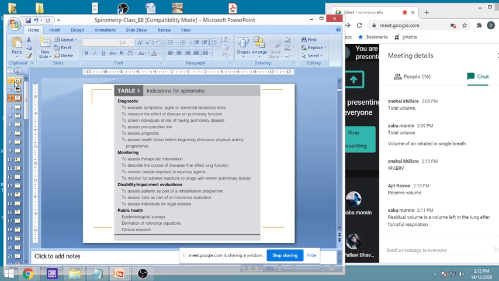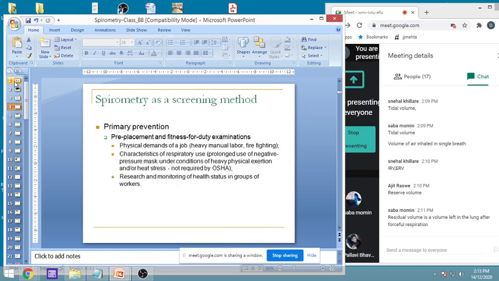It is also used for monitoring therapeutic intervention. Suppose we are giving treatment, it helps to know whether it is working properly or not. Then it gives the course of disease that affects lung function. It monitors people exposed to various agents which affect pulmonary function, and it monitors adverse reactions of drugs having pulmonary toxicity. Apart from that, it is useful in checking disability impairment of these functions. And also in public health, epidemiological surveys, derivation of respiratory reference equations, and clinical research it is used.